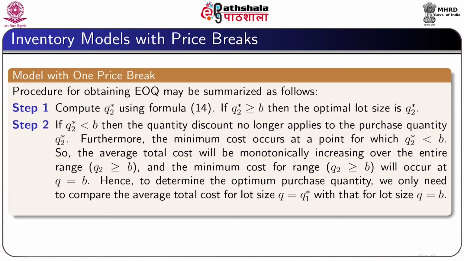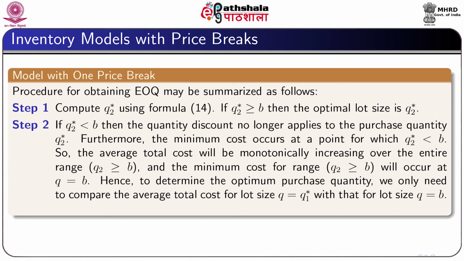Now, in order to solve the model, we can follow some steps. In step 1, we first compute Q2 star by using formula 14. If Q2 star is greater than or equal to B, then we get the optimal solution; the optimal lot size is Q2 star.